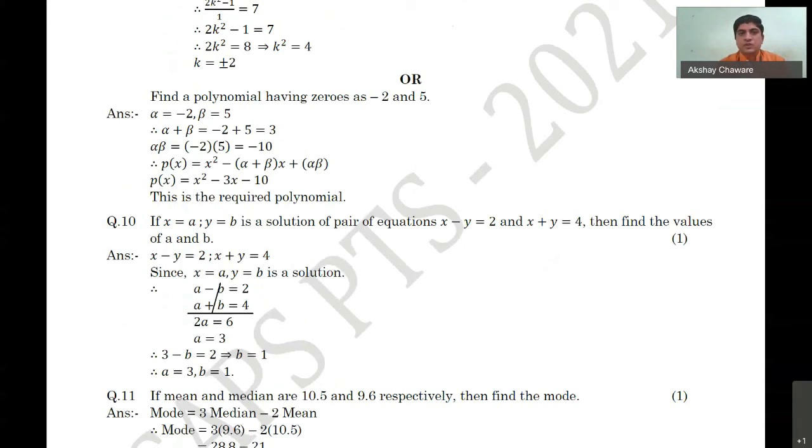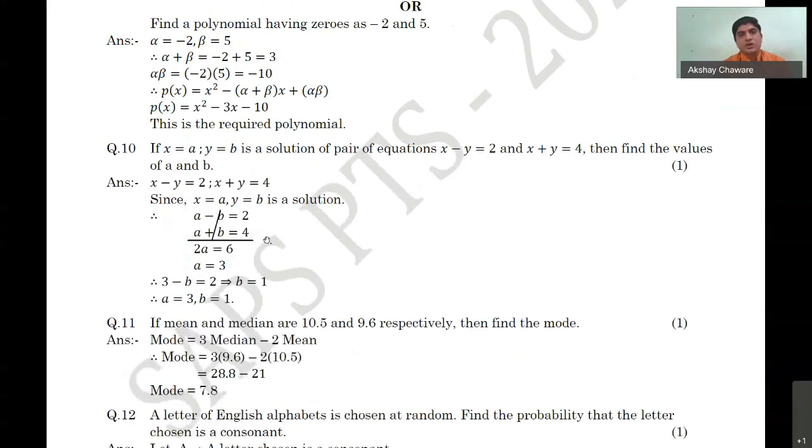If we simplify these two linear equations, we will get the values of x and y, and a is nothing but x and b is nothing but y. So directly we will get the values of a and b here. So a is equal to 3 and b is equal to 1. Here we have adopted the elimination method to solve these two linear equations.